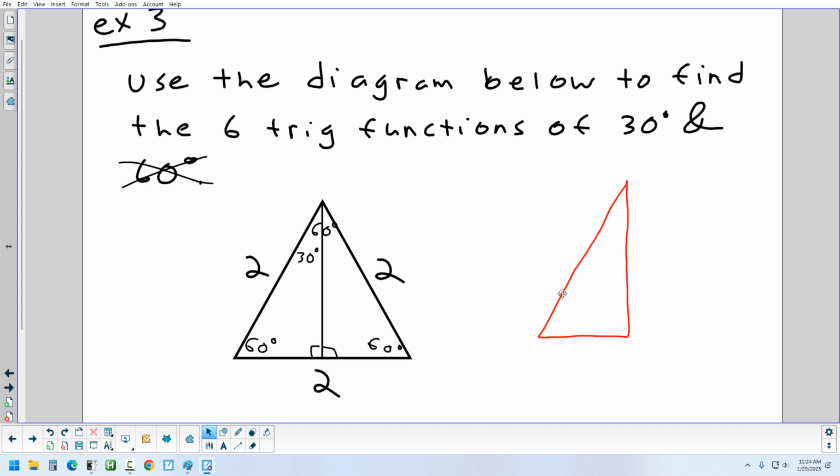What is the hypotenuse of that red triangle? Yep. 2. How long is the bottom side? Has to be 1 because we split this side into 2 congruent pieces. So the only way you can take the number 2 and split it evenly is if each one of them is 1. And if you use Pythagorean theorem, you could figure out that your height is the square root of 3.